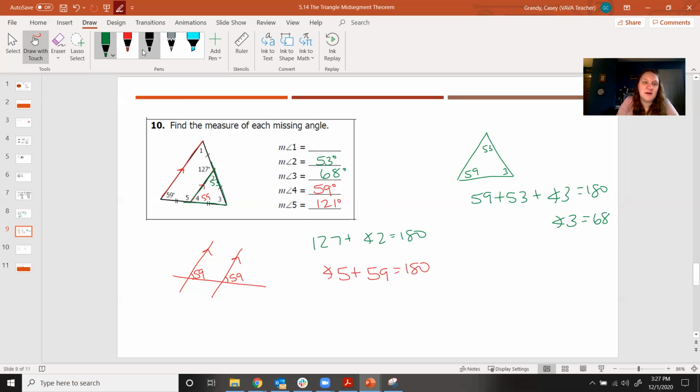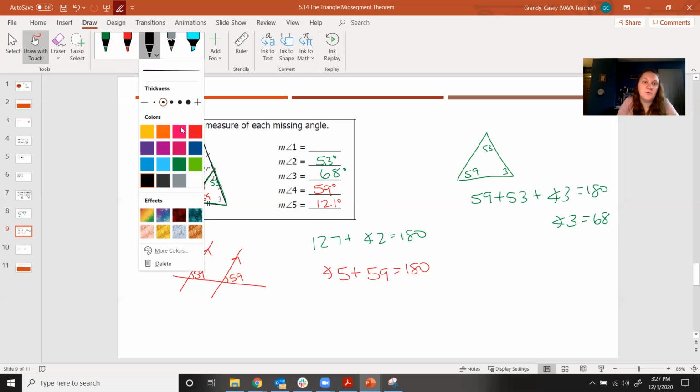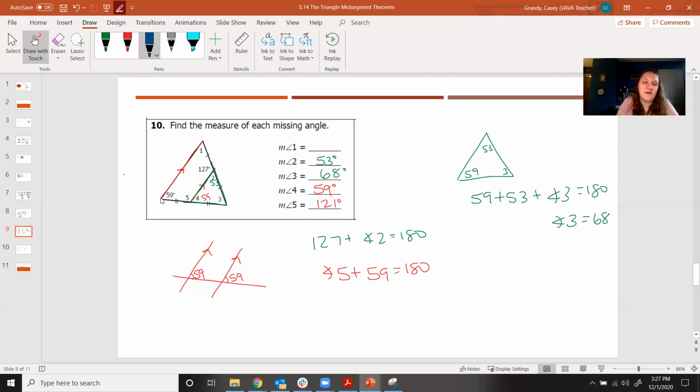We'll look at the big triangle now. Okay, I've got this big triangle going on. I know this is 59. I don't know angle 1, but I know that angle 3 is 68 degrees. So now I can say, oh, well, the 3 angles in this triangle have to add to 180. Combine 59 and 68 and subtract that from 180. So the measure of angle 1 is 53 degrees.